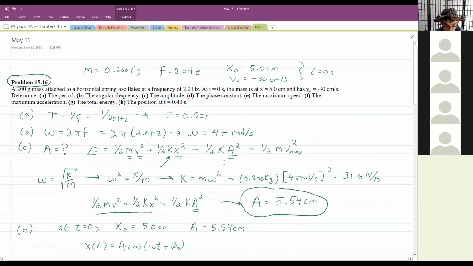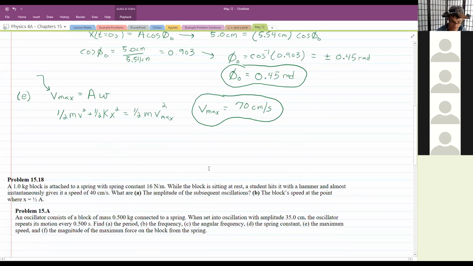What else do we have? F. What is the max acceleration, the total energy, and the position? All right, so for F, we want the maximum acceleration. Easiest way to figure this out, maximum acceleration equals A omega squared. Again, I have the amplitude, I have omega. Let me just skip writing out the numbers, which you'll find when you plug in 5.54 centimeters for the amplitude and 4 pi radians per second for omega is 8.8 meters per second squared.